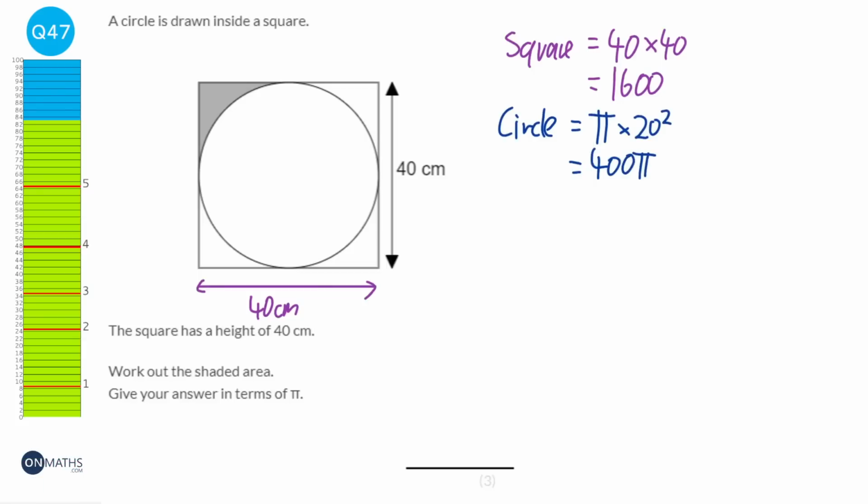Now next we're going to work out all of the corners, so that includes these 3 here and this one. So I'll say, like, 4 corners.